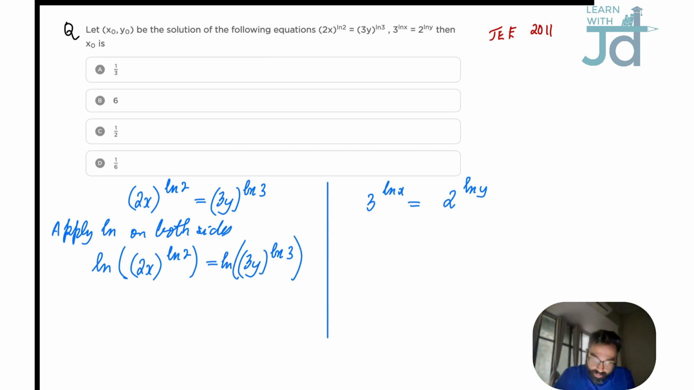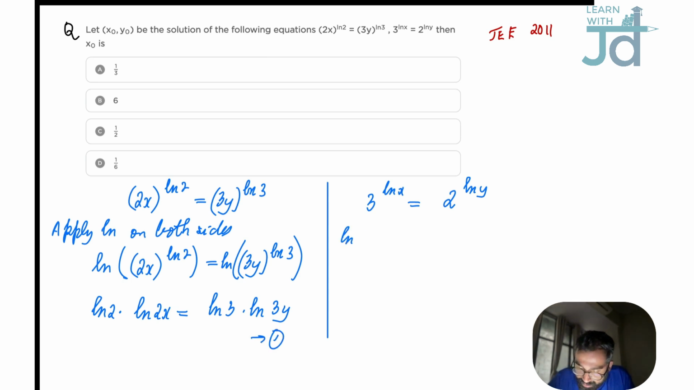Okay. Now this is the power. It will come this side. So ln 2 into ln 2x is equal to, here you get ln 3 into ln 3y. So this is equation 1.